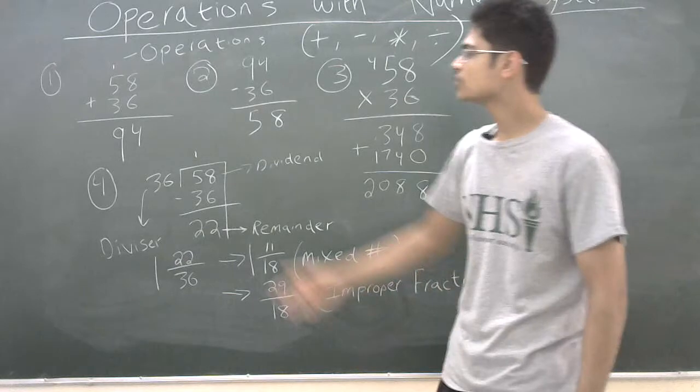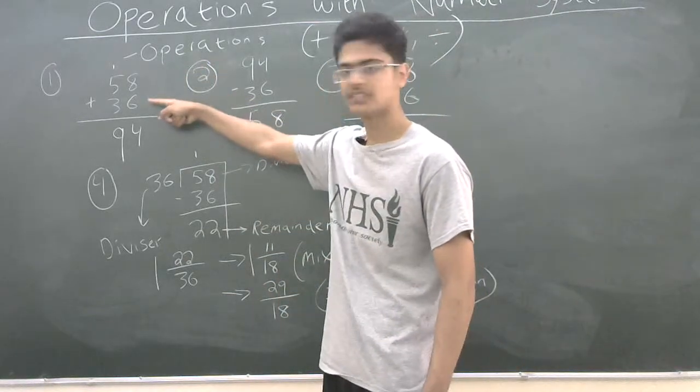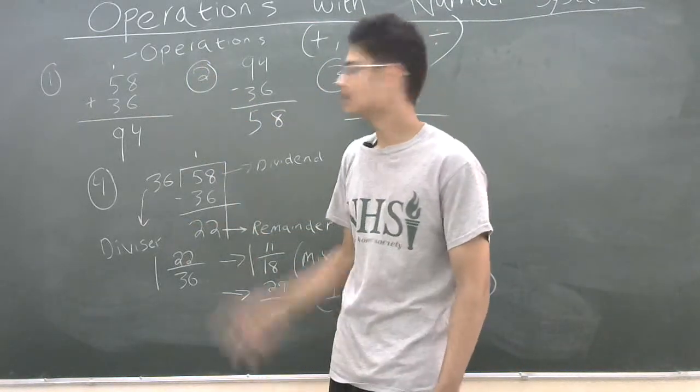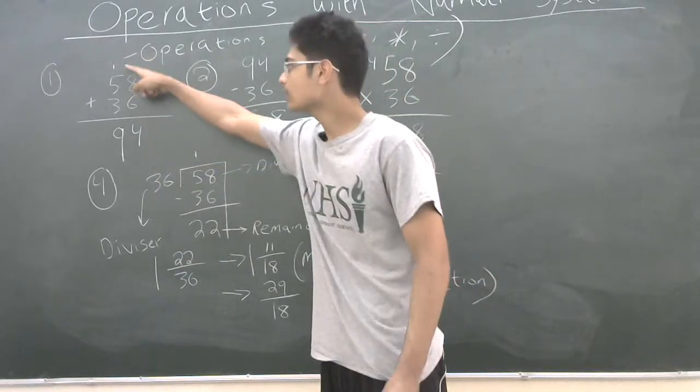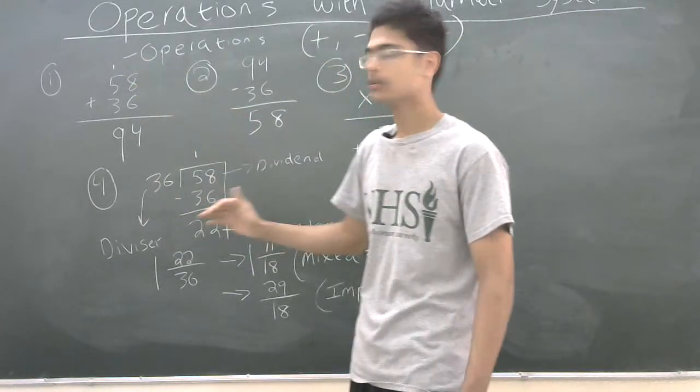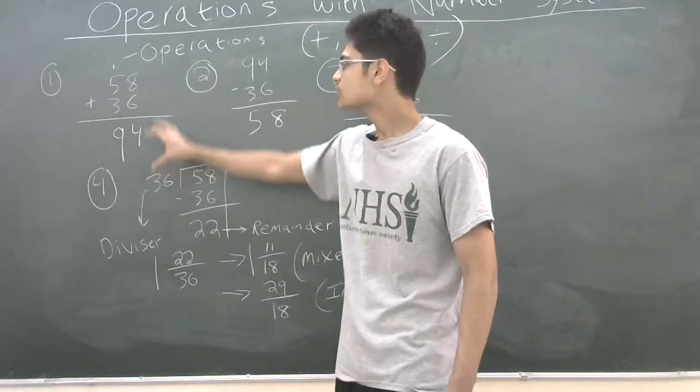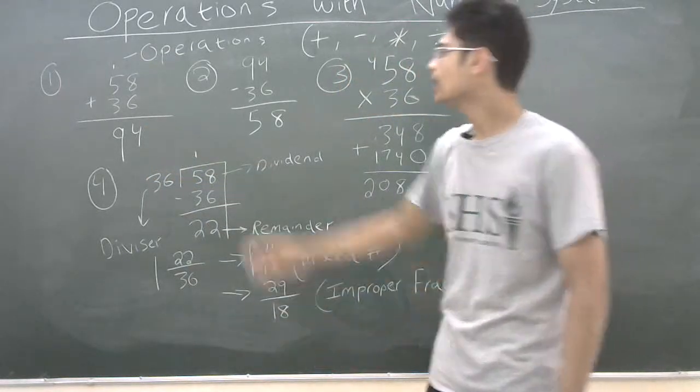It's important to understand that you would first do 8 plus 6. That gives you 14. You place the 4 here, and you carry over the 1. Then you do 1 plus 5 plus 3, which gives you 9. So the overall answer is 94.